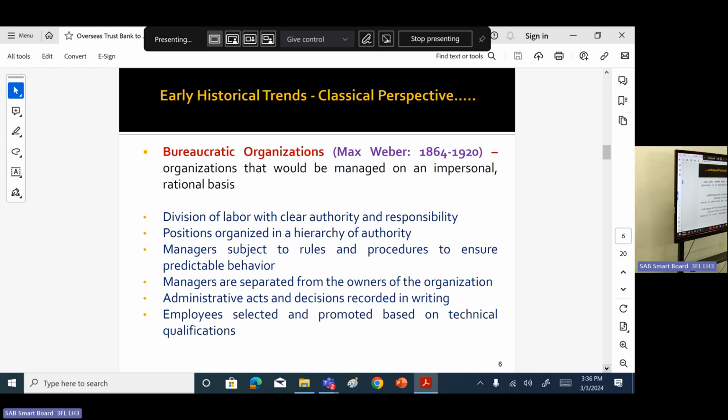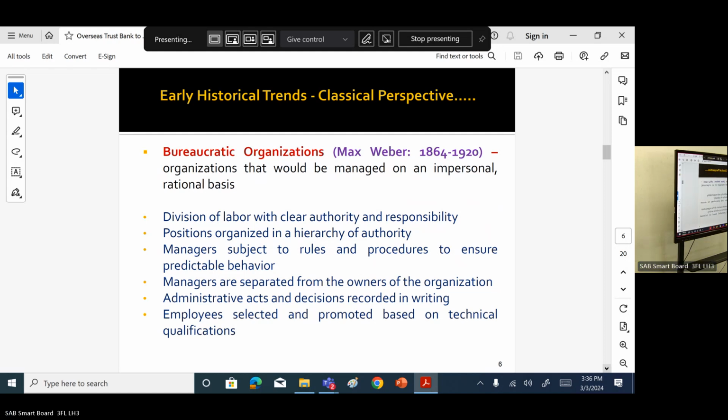Then Taylor was an engineer. F.W. Taylor was a mechanical engineer who became a manager and wrote on management. Then Max Weber was a German sociologist.